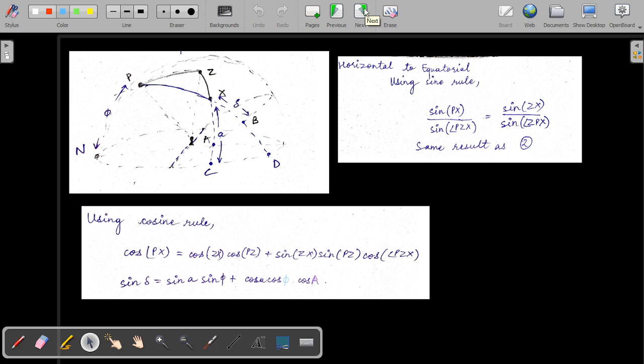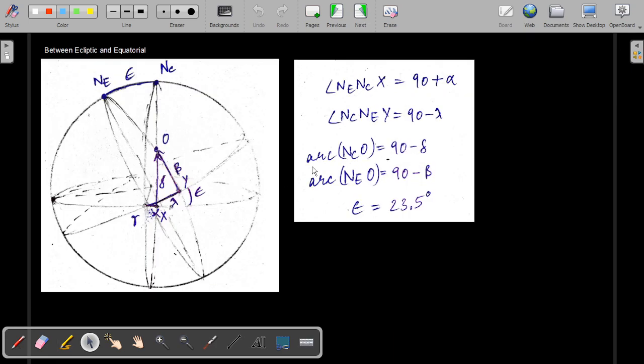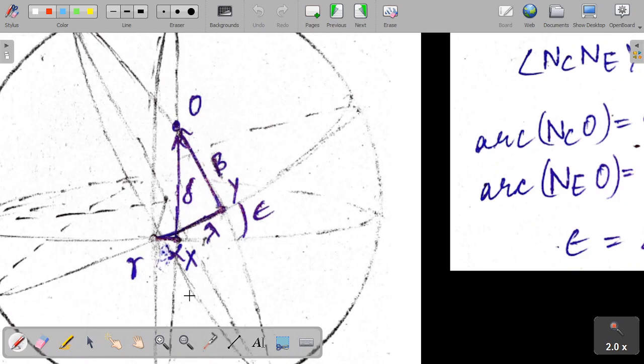Now let's move on to the next section, which is hopefully the conversion from ecliptic to equatorial and vice versa. Now let's discuss these terms a bit. Firstly, let me just zoom in a bit so it's clear. This is the RA equal to 0 meridian. RA equal to 0. This is RA equal to alpha.